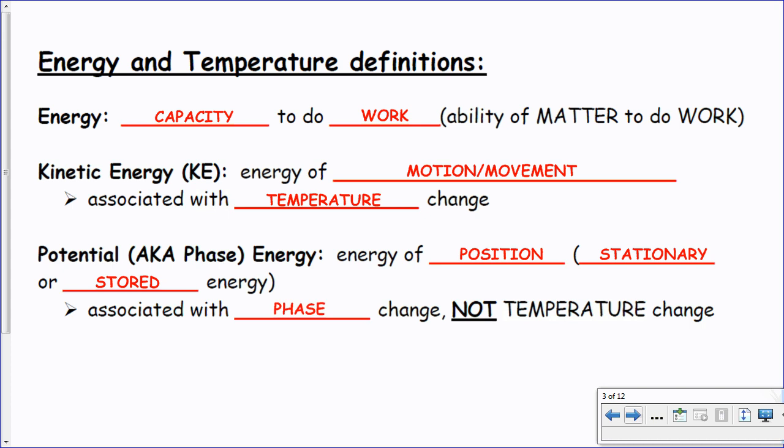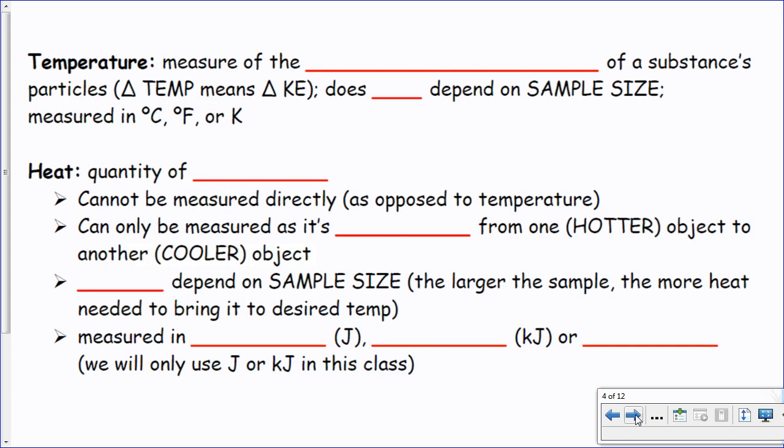So kinetic energy is the motion of particles, call it Brownian motion sometimes. Potential energy is the position and location of particles stored in a phase: solid, liquid, or gas. They are different. So temperature, being the average kinetic energy of a substance's particles, delta, that triangle, means change in temperature, does not depend on the sample size. So you could be 1,000,000 degrees Celsius, Fahrenheit, or Kelvin, regardless of how large a sample is.